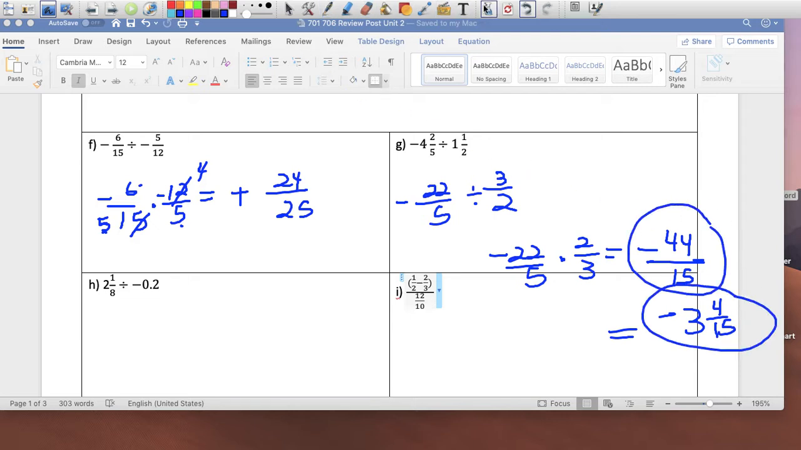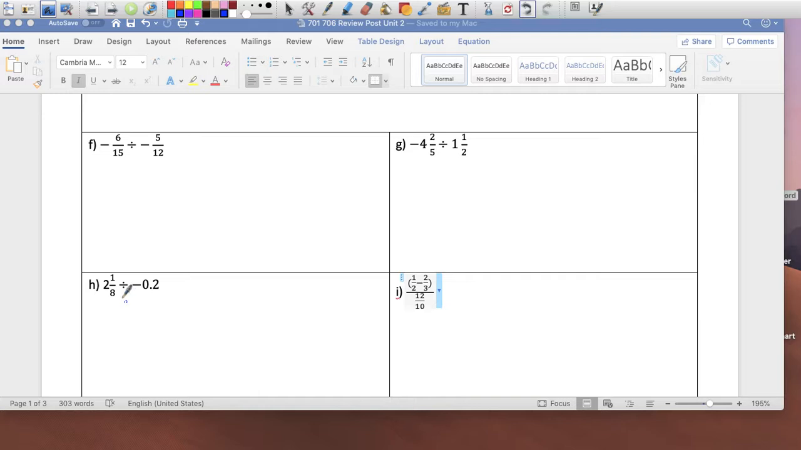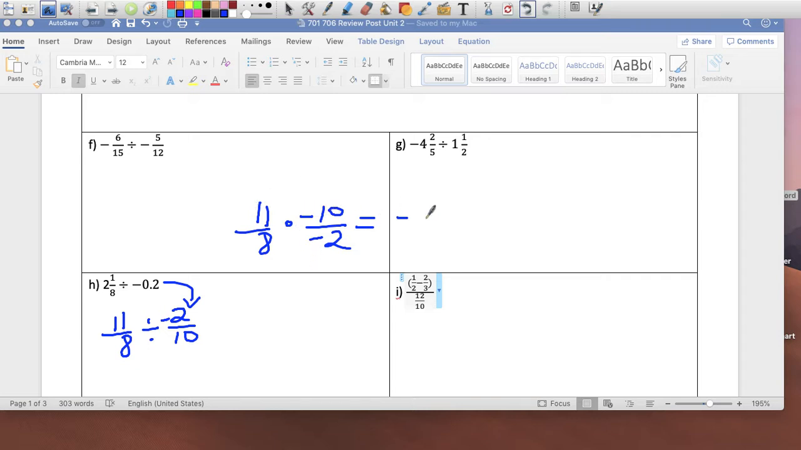Or this. 2 over 8: 8 times 2 is 10, plus 1, so it's 11 over 8, divided by 0.2. I'm going to change this to a fraction. It's 2 over 10, right? The same. So it's negative. So now keep, change division to multiplication. I'm going to use the reciprocal of that one, and that's what you're going to multiply. Positive times a negative is a negative.